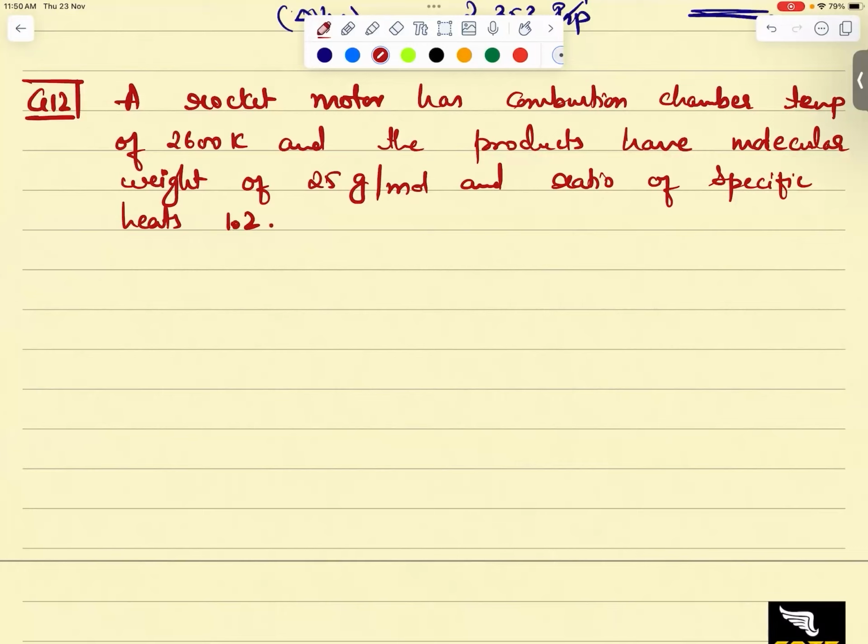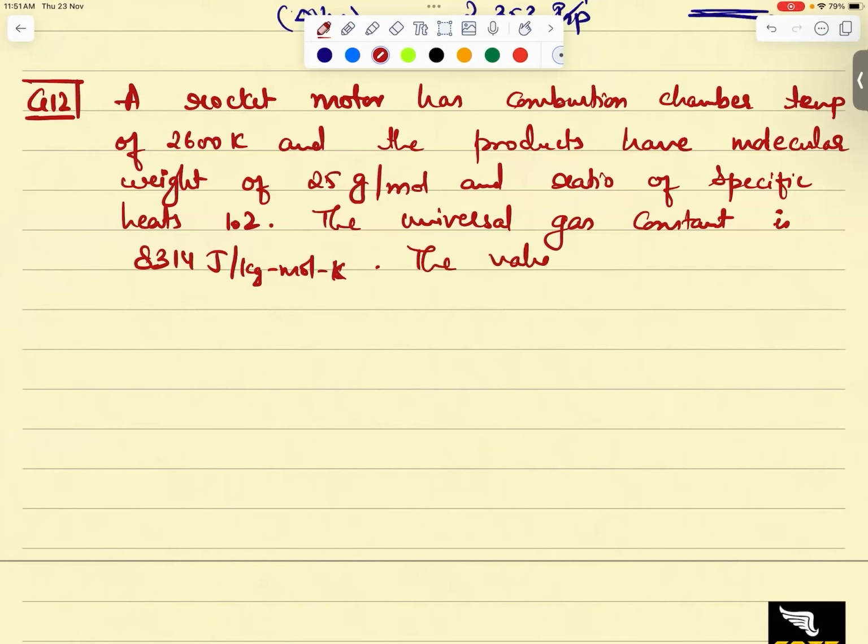Stop. The universal gas constant is 8314 joule per kg mole Kelvin. Full stop. The value of theoretical C star, in bracket you write in meter per second, is leave a blank.